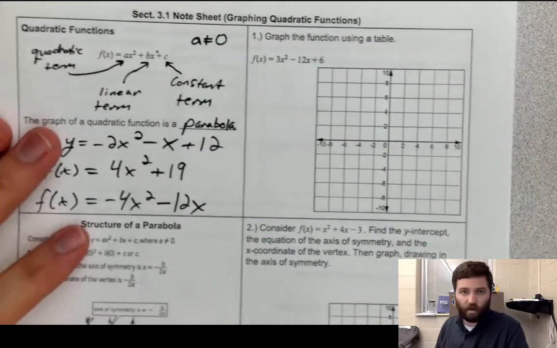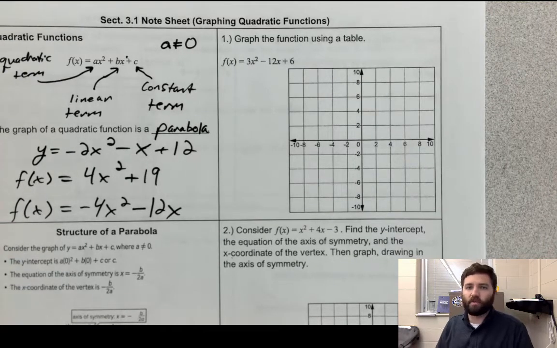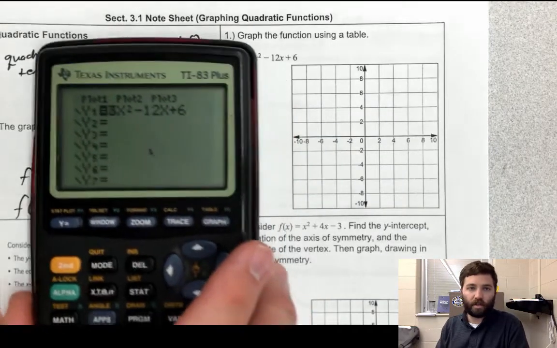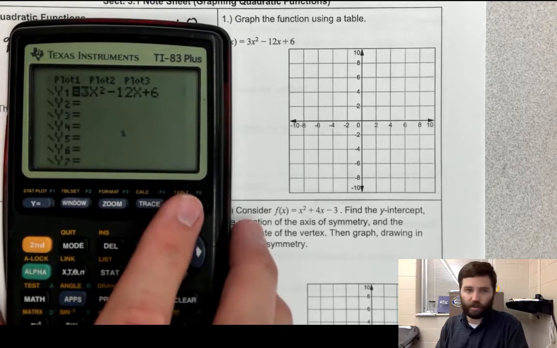All right, so let's start by graphing. Now I'm going to show you how to graph with both the graphing calculator and in Desmos. I think you'll find that Desmos is a little bit nicer for most things. It's at least fewer clicks usually, but either one will work. So we want to graph this function using a table. What we're going to do is type these functions into the graphing calculator or into Desmos, and this is what we've got. I've already plugged it in here into the graphing calculator.